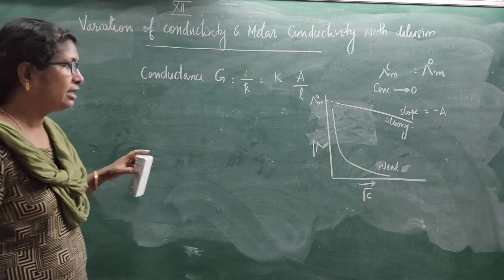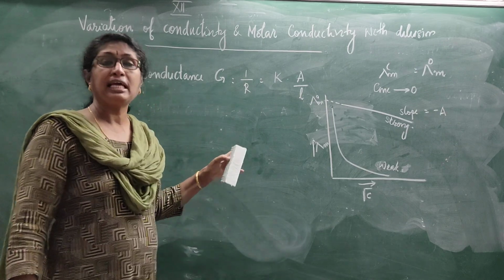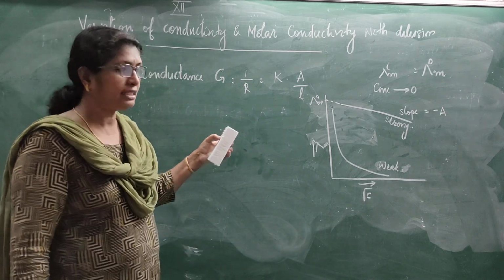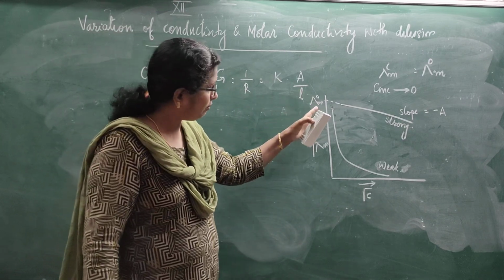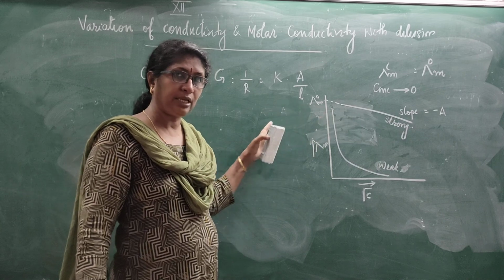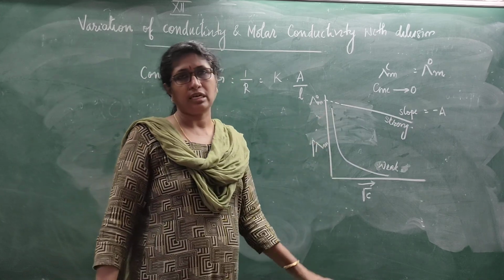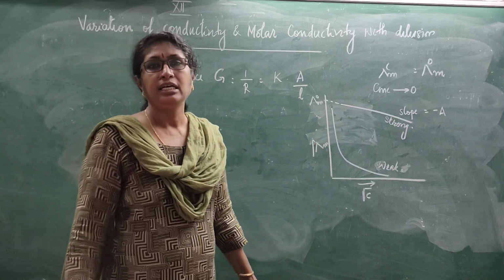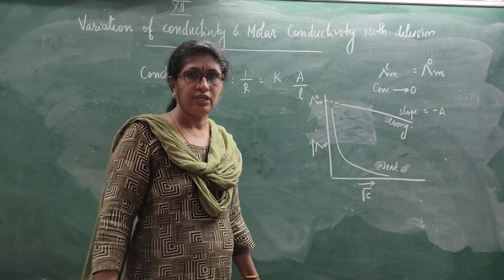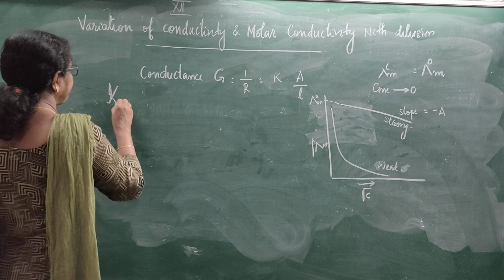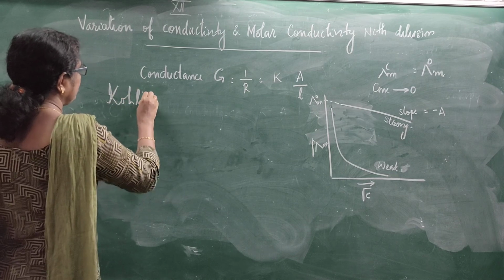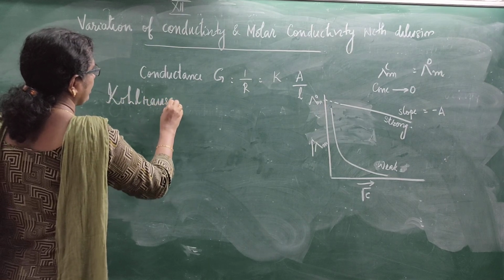Now the question is, for strong electrolytes we can calculate the limiting molar conductivity at infinite dilution by plotting the graph and extrapolating it. What about weak electrolytes? How will you calculate the limiting molar conductivity of a weak electrolyte? For that we can use Kohlrausch's law. What is Kohlrausch's law?